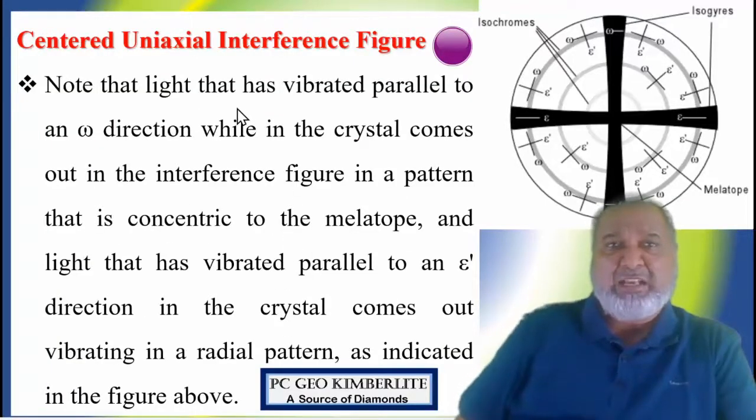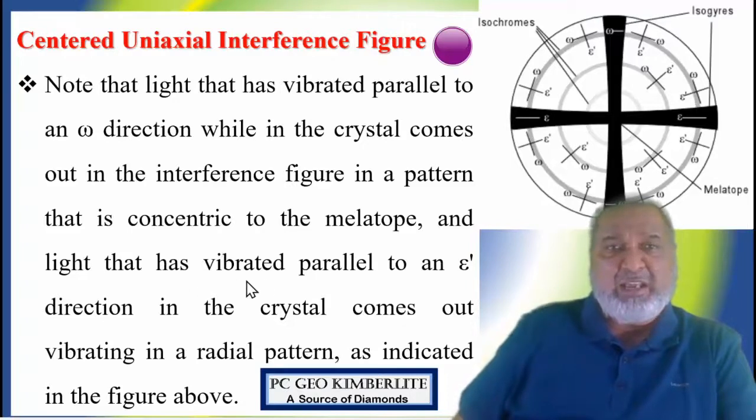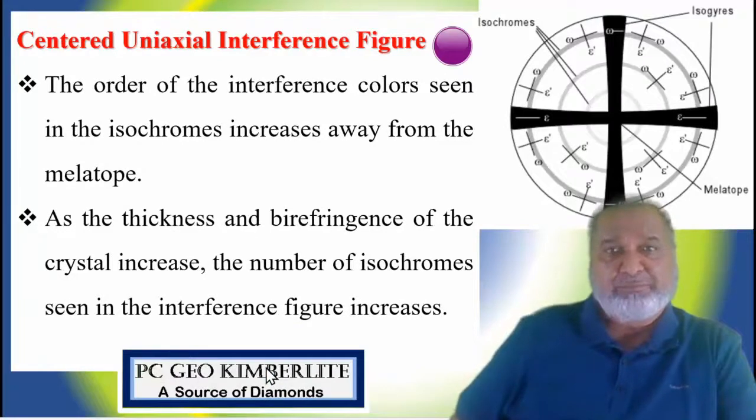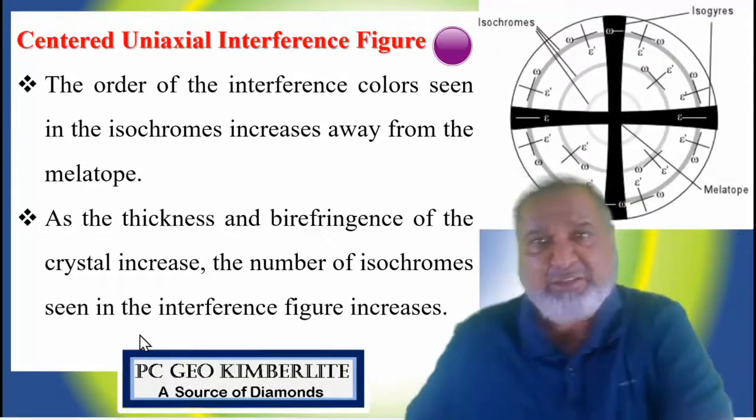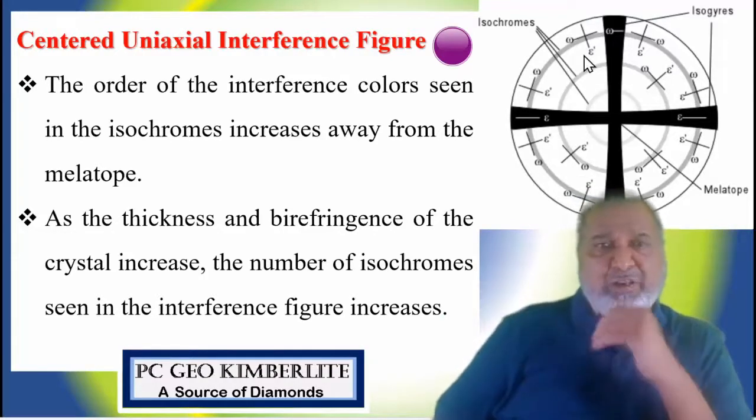Note that the light that has vibrated parallel to the ordinary direction comes out of the interference figure in a pattern that is concentric to the melatope, and the light that has vibrated parallel to the extraordinary direction in a crystal comes out vibrating in a radial pattern, as indicated in the figure above. The ordinary and extraordinary rays vibrate perpendicular to each other. We have to know that.